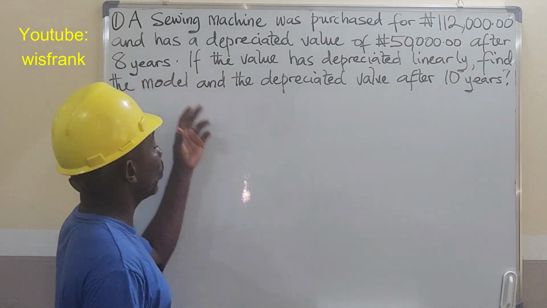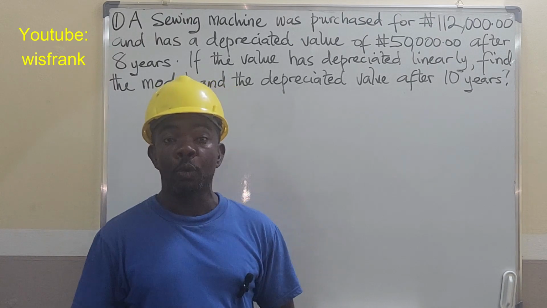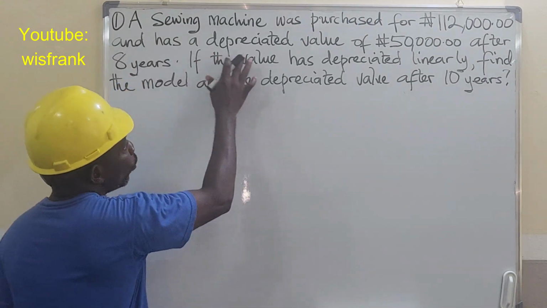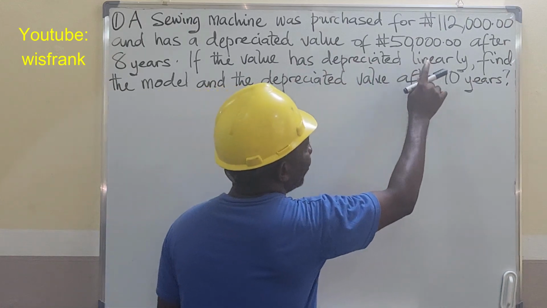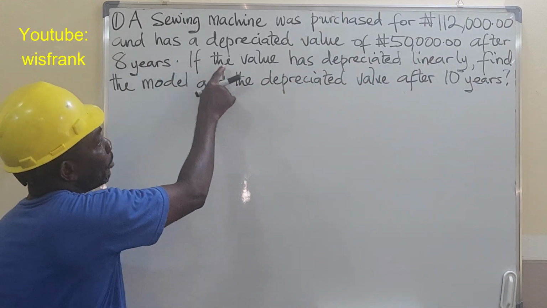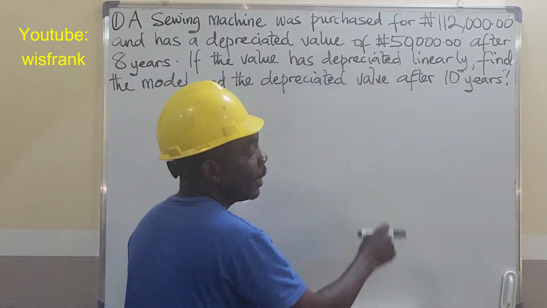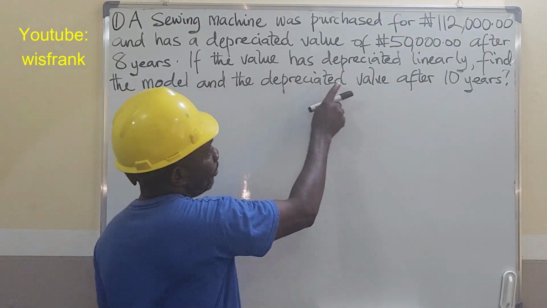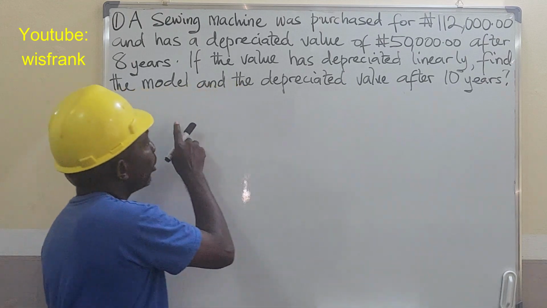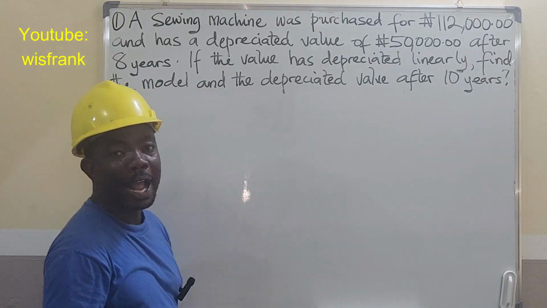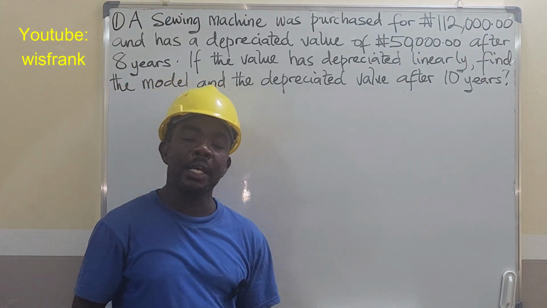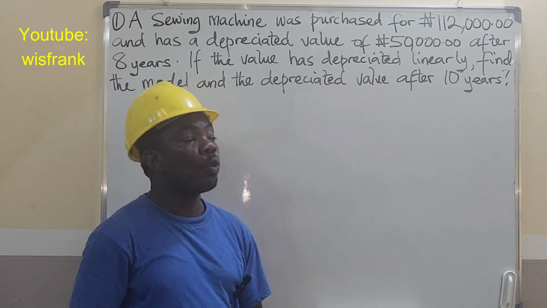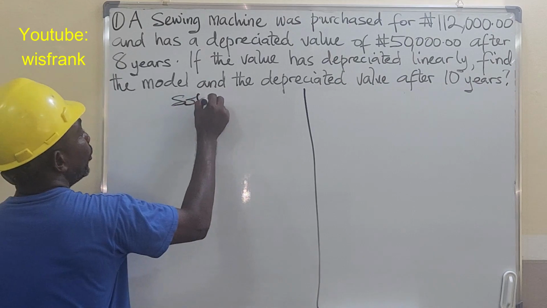Today we are looking at this question, and it's from depreciation. We are going to use linear equation application. It says a sewing machine was purchased for 112,000 naira and has a depreciated value of 50,000 naira after 8 years. If the value has depreciated linearly, find the model and the depreciated value after 10 years. So in this case, we are going to use a linear equation application where we have the solution.